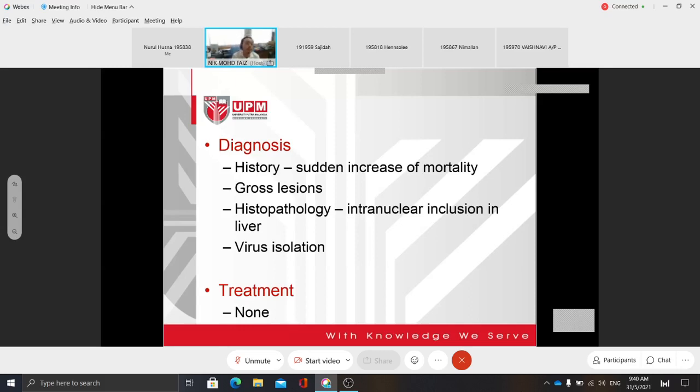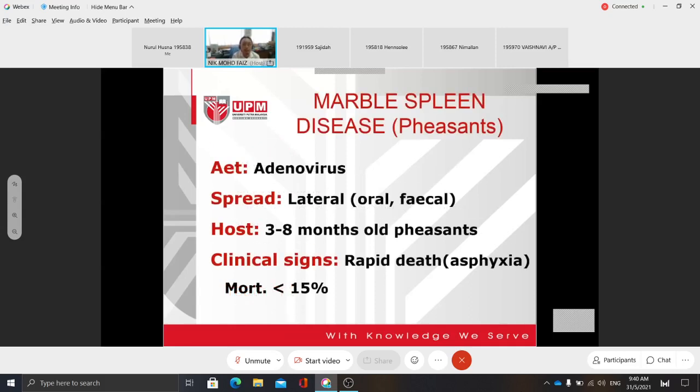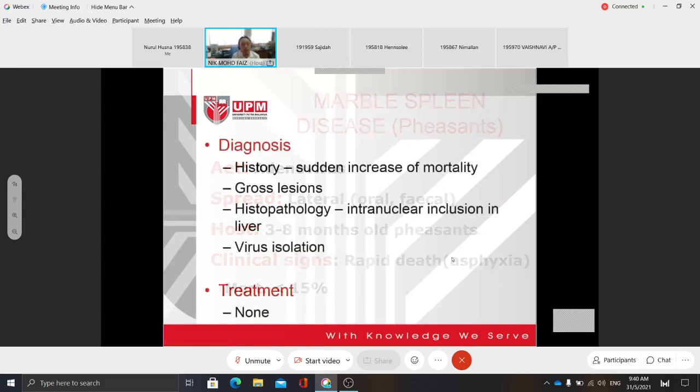Okay. So that's it about inclusion body hepatitis. Okay, it's quite common in Malaysia. It's very common in Malaysia. In fact, Prof Hair, I think you know Prof Hair. Prof Hair has developed a new vaccine as well against inclusion body hepatitis. It's being used in Malaysia.